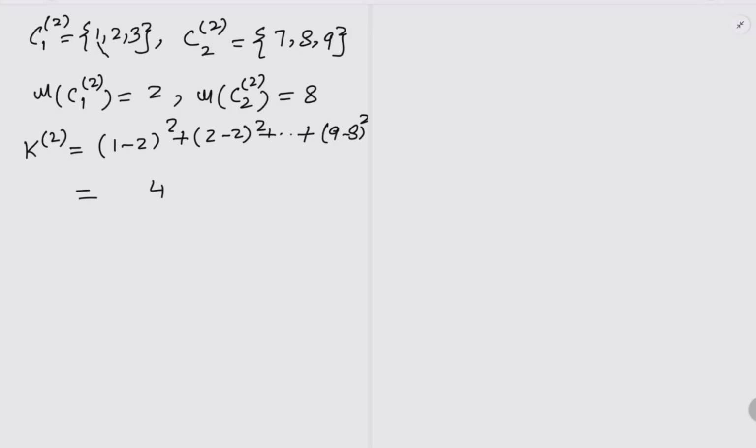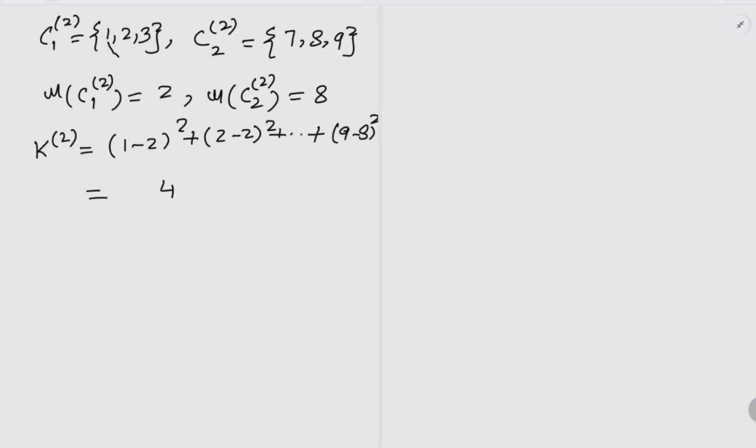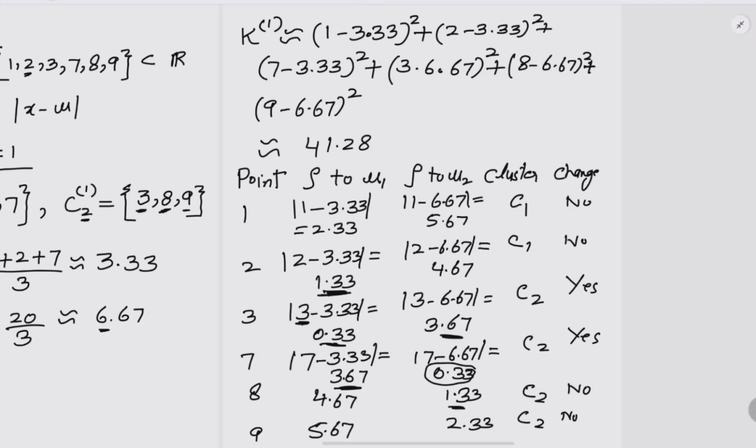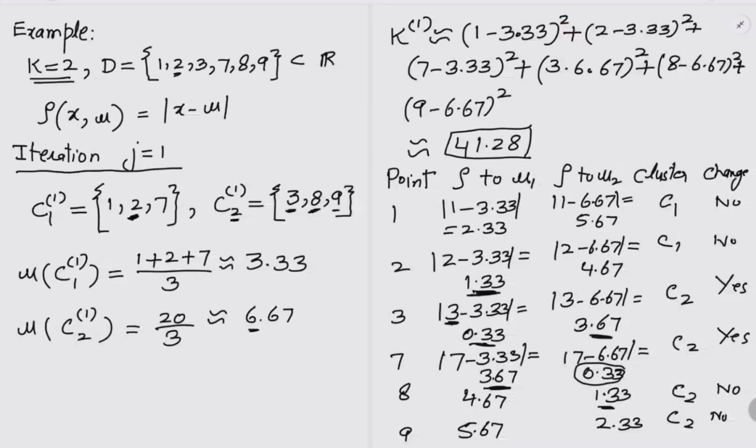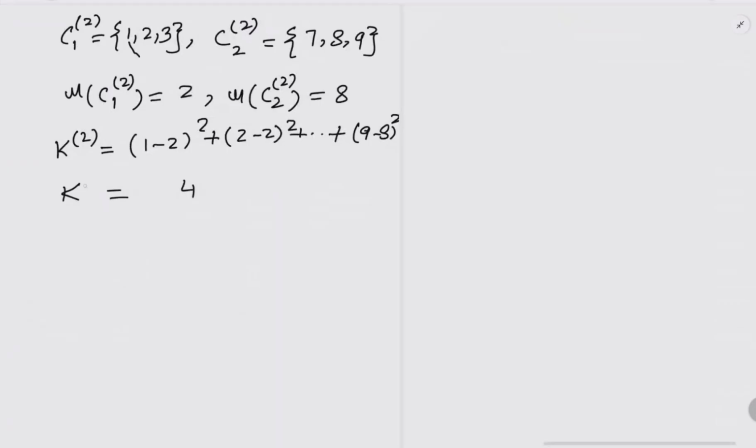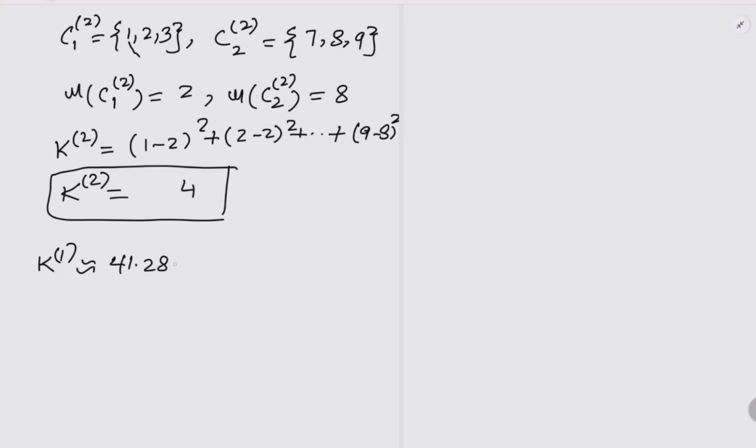So previously we had K1. What was K1? K1 was 41.28, and K2, the cost value in iteration number 2, is 4. So it means that the cost is monotonically decreasing, which is confirmed from this example. So it means the theorem is correct and the clustering will be updated again like this. Thank you for watching.